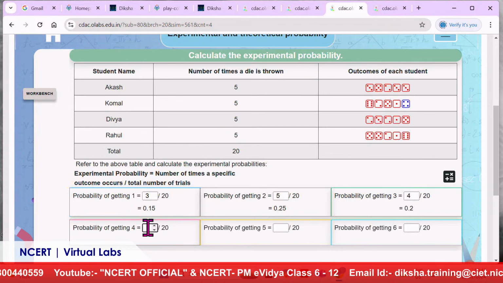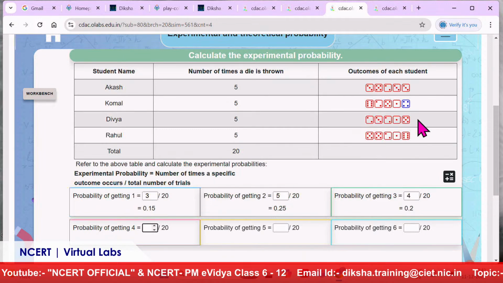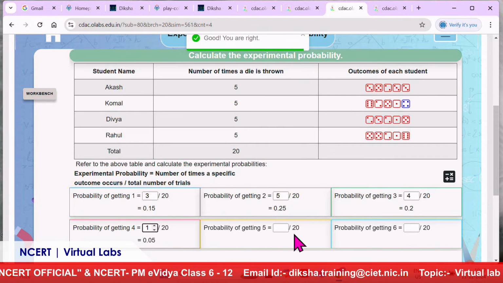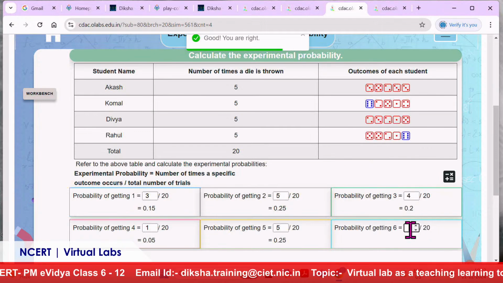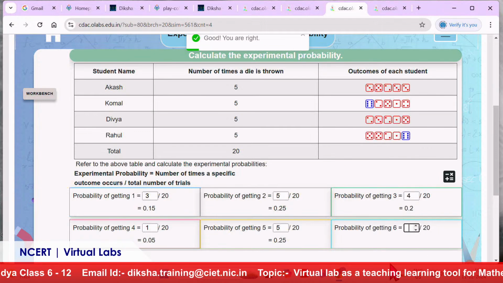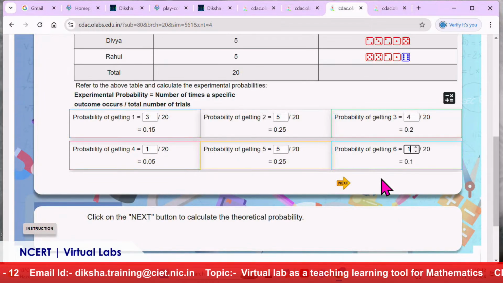Exactly. So probability of getting 4: 1 time. And probability of getting 5: now here it is 5 times. And probability of getting 6: twice. So you are also going to learn this.